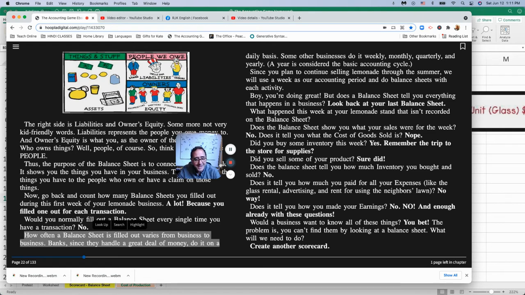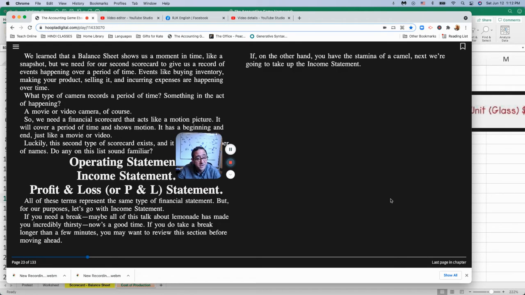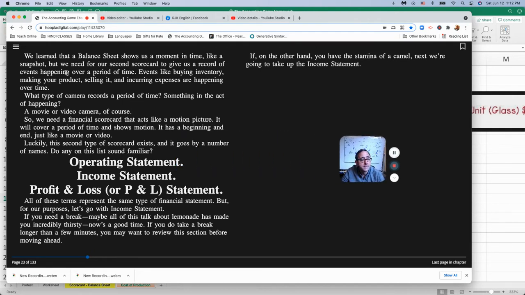So what do I need in order to get those things? Well, I need to start another scorecard, a different type of scorecard. We learned that a balance sheet shows us a moment of time, like a snapshot, but we need a second scorecard that gives us a record of events happening over a period of time, not just a snapshot. Events like buying inventory, making your product, selling it, incurring expenses like the glass rental.